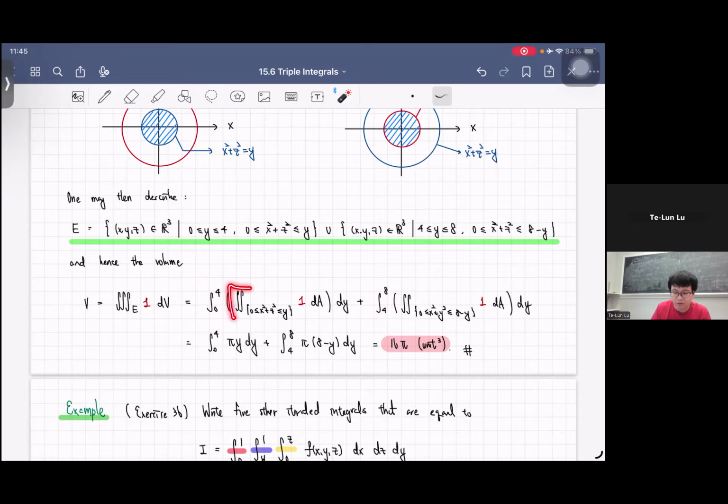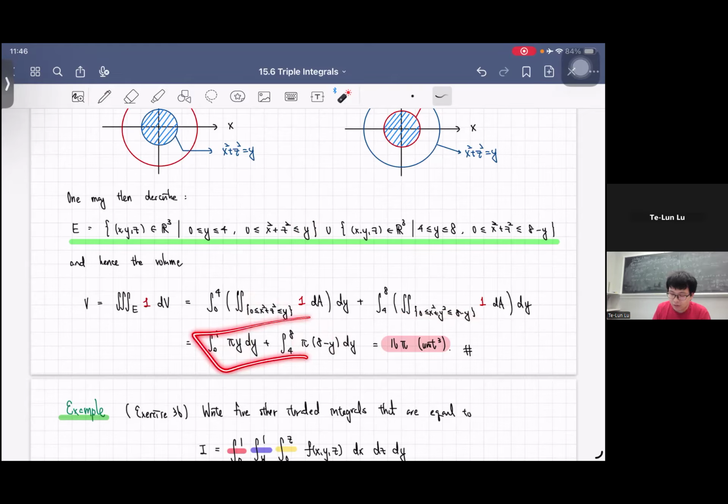And the double integrals within those 2 regions are different. One is x squared plus z squared from 0 to y, and the other is x squared plus z squared from 0 to 8 minus y. Okay? And now you can do a change of variable, maybe polar coordinates, but actually this is not necessary because this is basically a disk, right? A disk of radius, sorry, of radius root y. So the area for that disk will be pi r squared, which is pi times root y squared, and that's pi y. The same thing happens for the latter term, that is pi times 8 minus y, right?